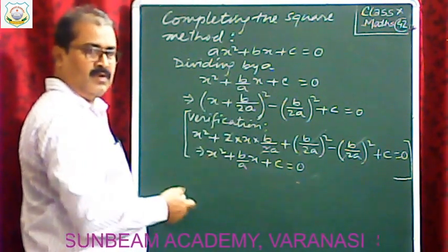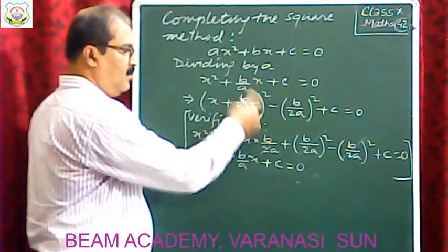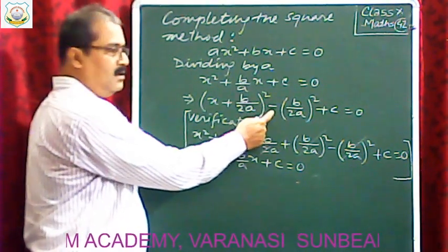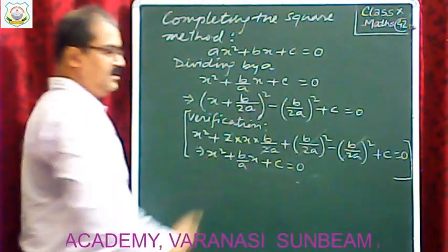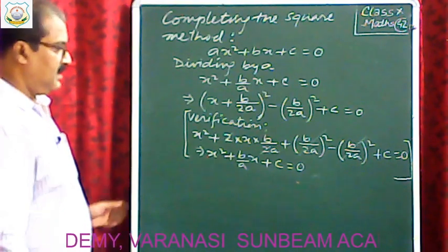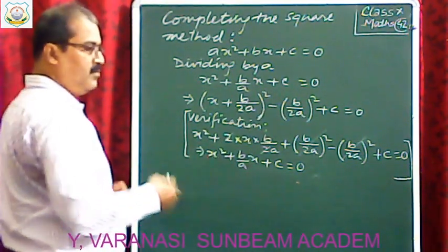You get the form either a plus b whole square or a minus b whole square. And then and there what you have to do, you have to deduct the part of b whole square, that is b by 2a whole square. Thereafter c as it is you have to write. Verification I have shown you. Nothing else. Thereafter, transposing, a, b, c are the coefficients, you have to find the value of x.